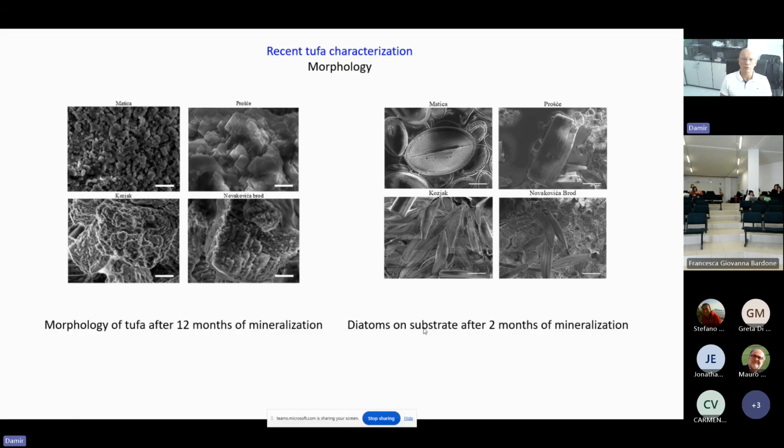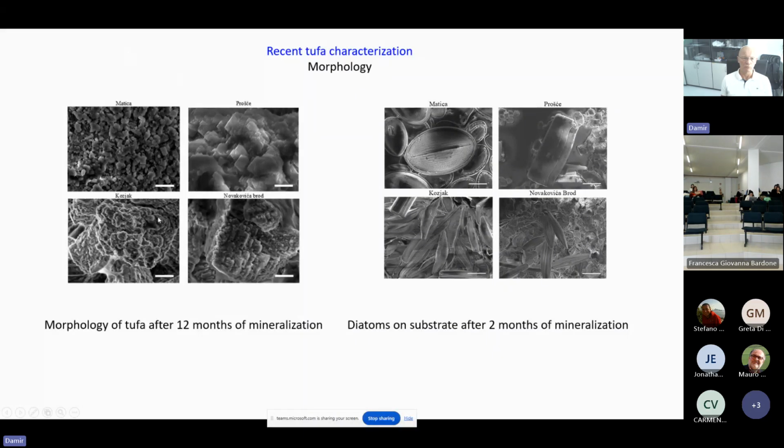We characterized these slides, and after 12 months we find that calcite is very similar at all of these locations: Matica, Prošće, Kozjak, and Novakovic Brod. It is also interesting that we obtained some mineralization on the Matica river, the most acidic part of the whole system of lakes. We obtained some crystallization. It is not significant, but it was there.